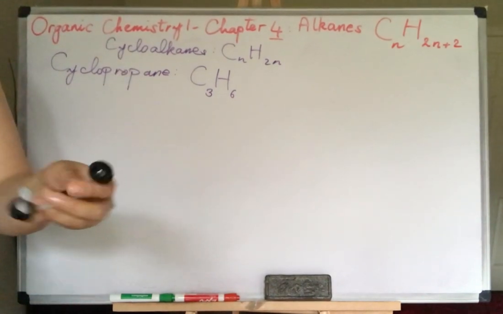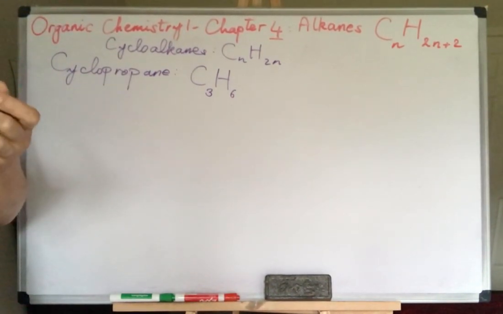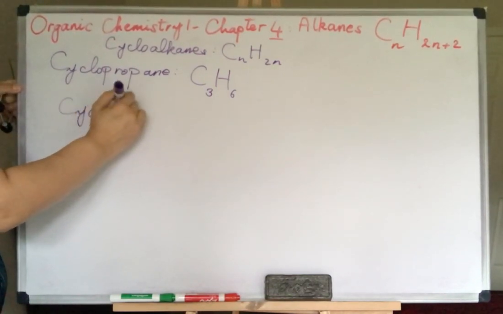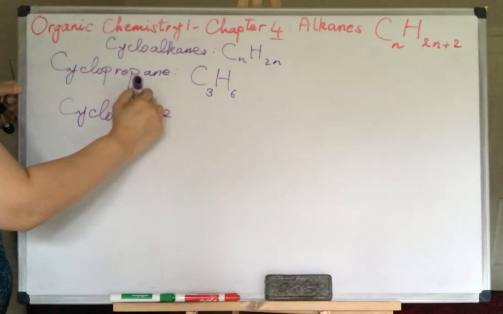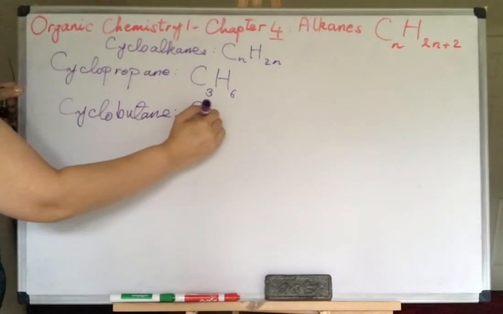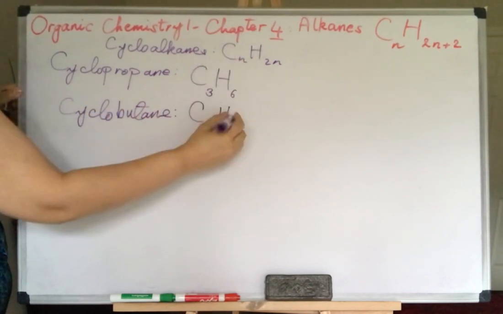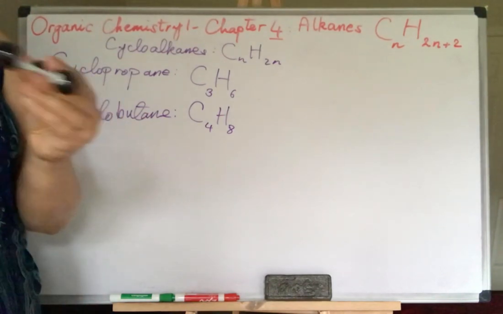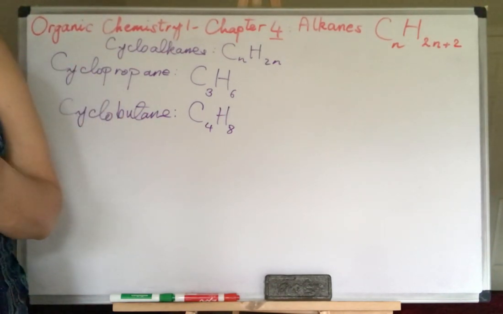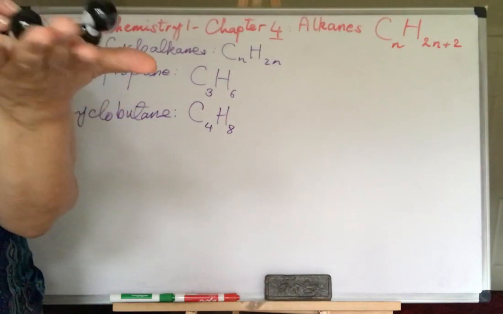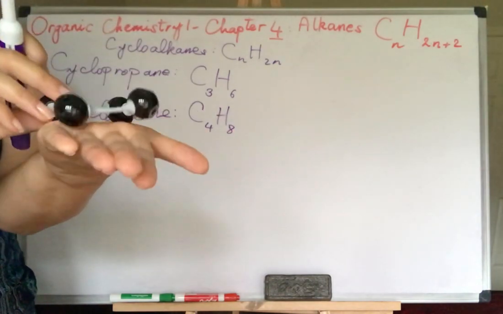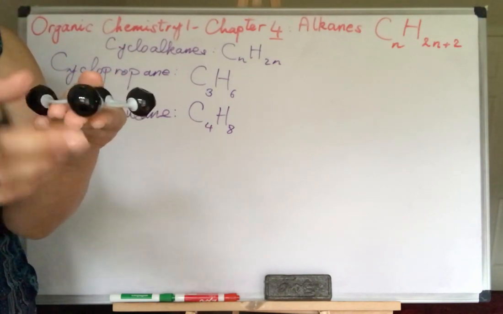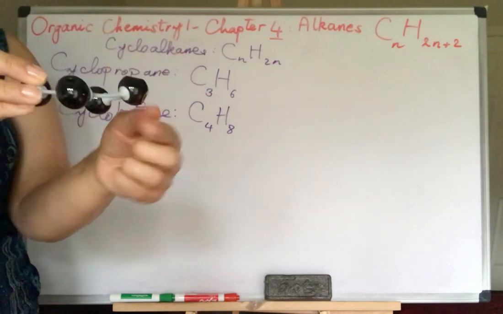But what if we add one more carbon to cyclopropane? Then we have cyclobutane. Its formula is going to be C4H8 because CnH2n. As you see in the molecular model, three of the carbons are in one plane, but the fourth one is kind of puckered up.